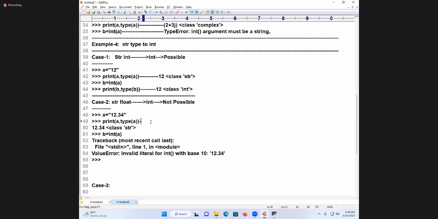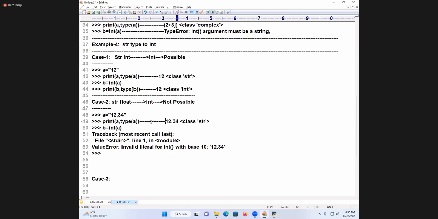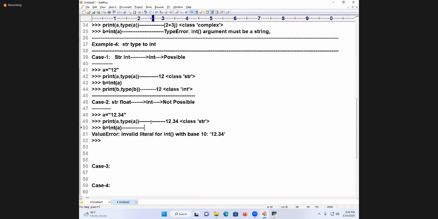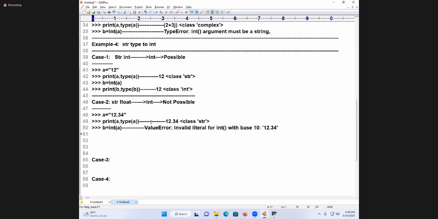Anything included within the double quotes with a special symbol is considered as what? String only, which is not possible to convert. What is that error? Value error. Are you able to get my point? Yes. Now I'm going to get to this part.